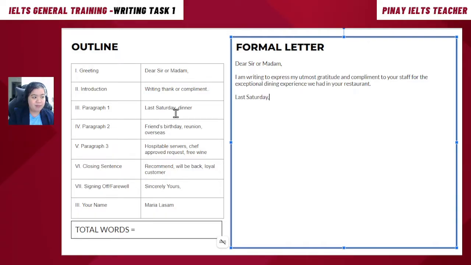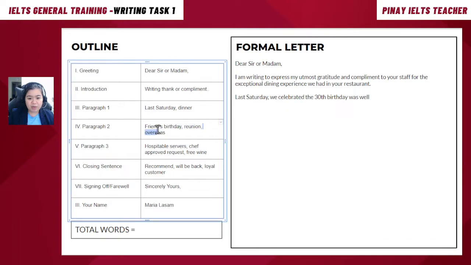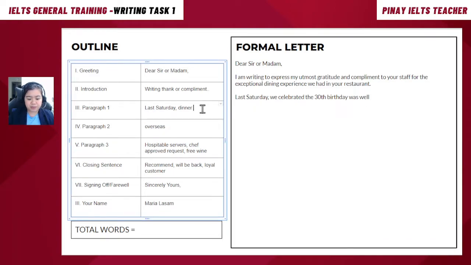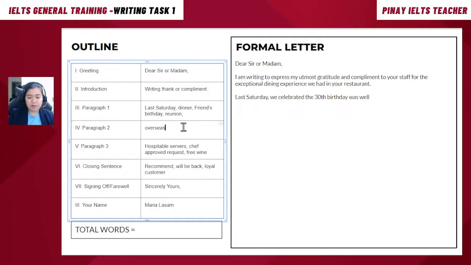So I would say like last Saturday, we celebrated. All right, I didn't say. So since this is the birthday of my friend, I would just say we celebrate the 30th birthday as well as. Okay, now I'm sort of changing this. I'm gonna put reunion in here. And then for my reason why it was special, because my friend has been overseas and it was like reconnecting again. Okay, that's my idea.